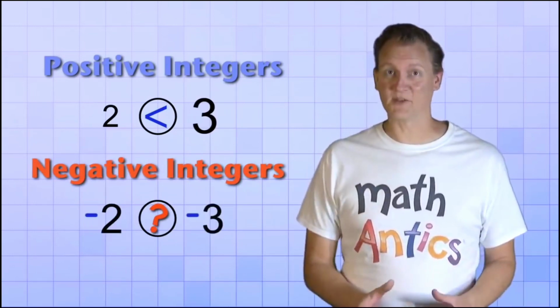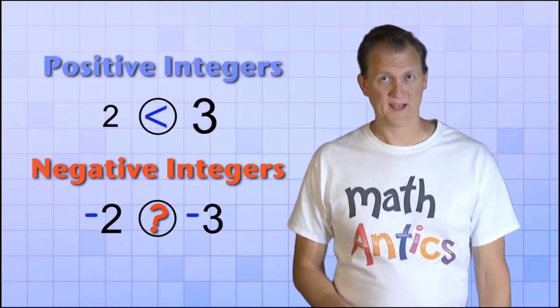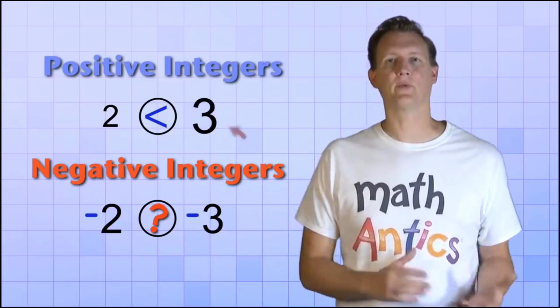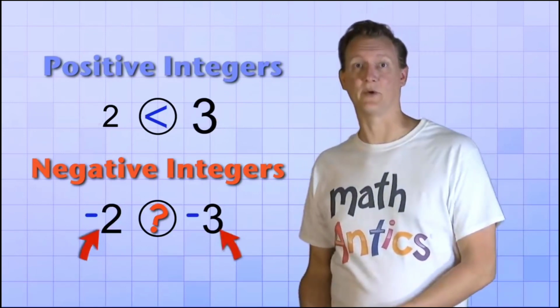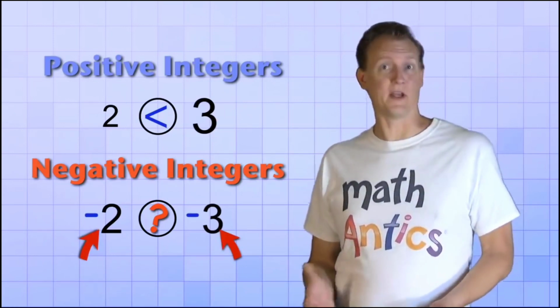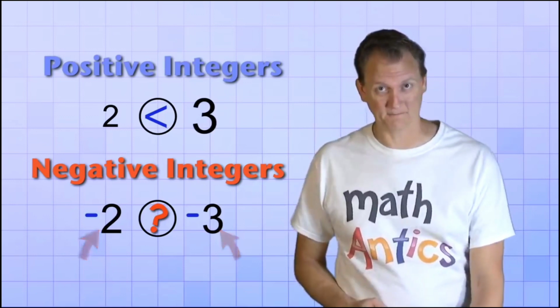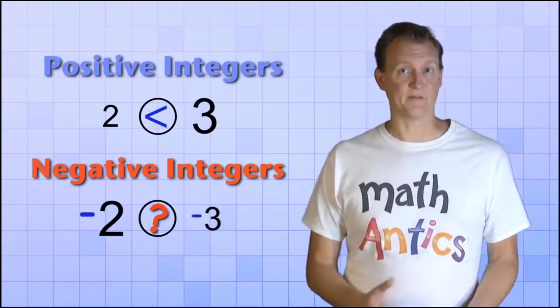This is where negative numbers can be a little tricky, especially if this is your first time learning about them. That's because you're so used to 3 being bigger than 2 that when you see -2 and -3, it's really tempting to think that -3 must be bigger than -2, but it's not. -3 is actually smaller or less than -2.